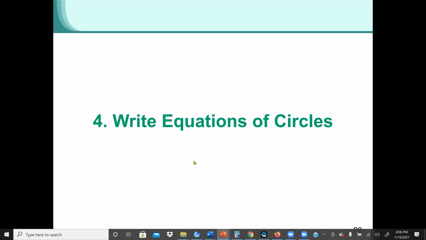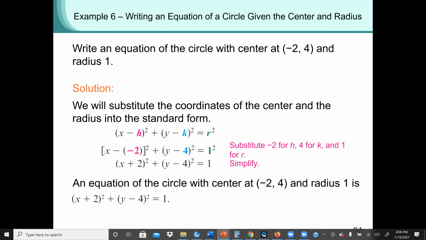Now, next, we're going to learn how to write the equation of a circle. So the question given here, they say we should write an equation of a circle with a center (negative 2, 4), and the radius is given to us. So the same thing we have to do, negative 2 will be h, 4 will be k, radius is 1. So we know the standard form of equation of a circle is (x minus h) squared plus (y minus k) squared equal to r squared. So it will be x minus minus 2, h is minus 2, plus y minus, because it's 4 positive, so it will be minus 4 squared equal to 1 squared.